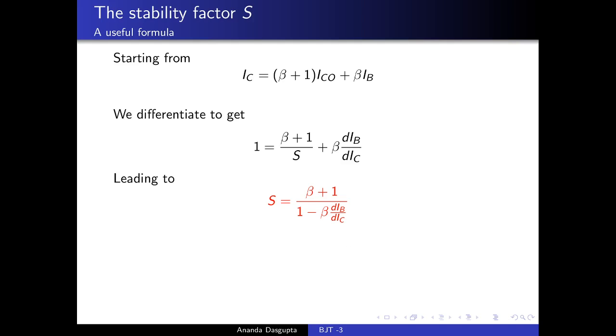For a given circuit, if you can find out the rate at which IB changes with IC, all transistor parameters staying the same, then you have the expression for the stability factor.